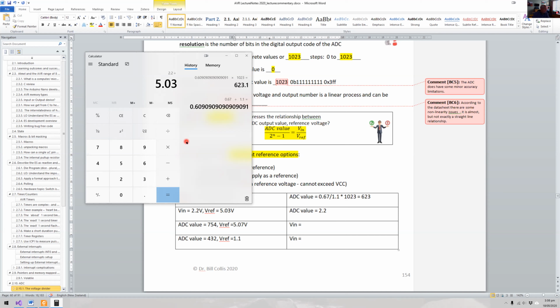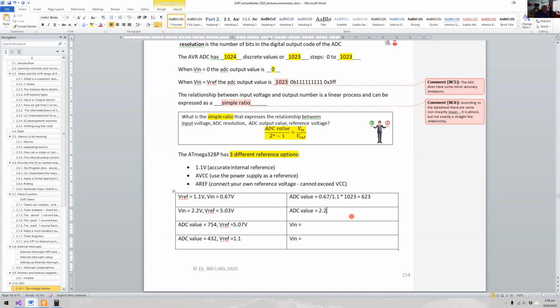So 2.2 times 1023 equals 447.435. So what do we got? 447. So that's 2.2 over 5.03 times 1023 equals 447. So you can see, again, this 447 point whatever it was, it's gone, because all we're doing is finding out which one of those discrete values this voltage falls within.